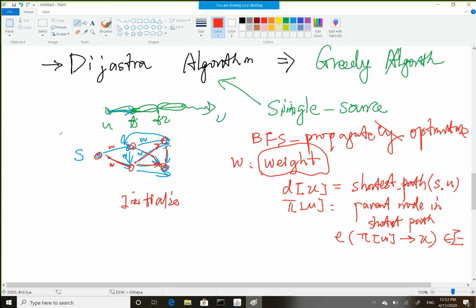Okay, so the first step, initialize: make sure every one is infinity. Initialization is a for loop. For every v, I use this to represent for every v, just to simplify. For every vertex, v belongs to V. So you have d[v] equal to infinity, and also you have pi[v] equal to null. So this is the initialization step.